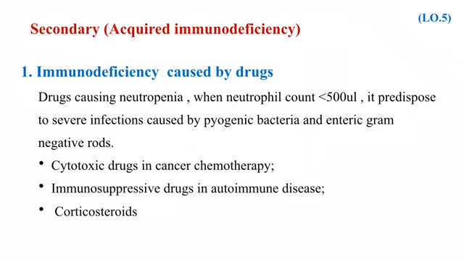Cytotoxic drugs, such as in cancer chemotherapy, cause immunodeficiency in this case. Immunosuppressive drugs in autoimmune disease cause acquired immunodeficiency. Corticosteroids also cause acquired immunodeficiency.